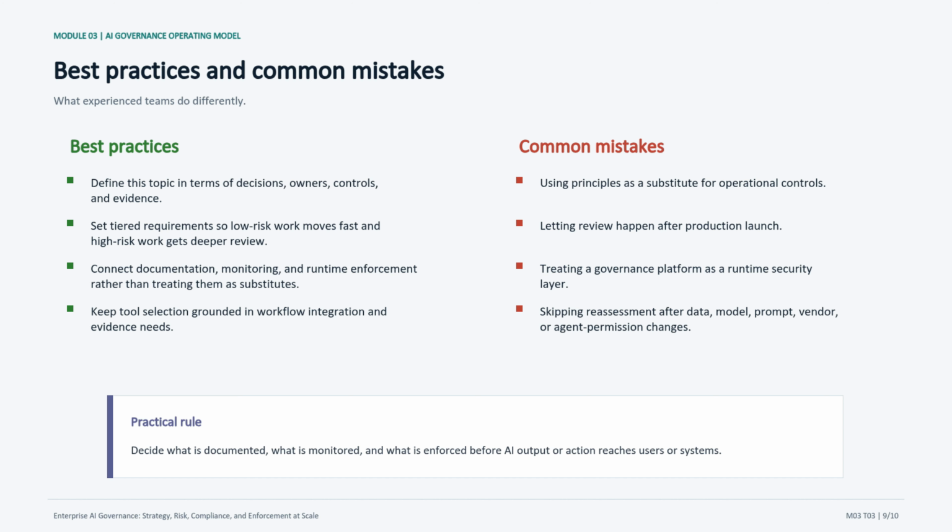A good way to teach this slide is to ask learners which mistake is most likely in their environment and what one control would reduce that risk in the next 30 days. That sets up the recap. We are going to pull the key ideas together and turn them into a short discussion or lab prompt.